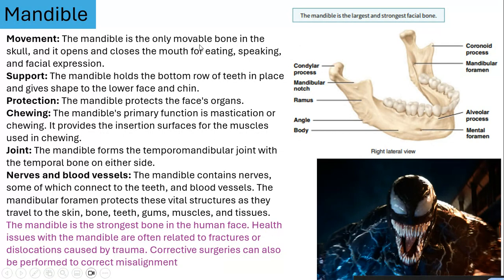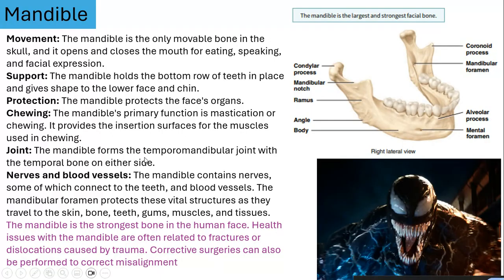Movement. The mandible is the only movable bone in the skull, and it opens and closes the mouth for eating, speaking, and facial expression. Provides support. The mandible holds the bottom row of teeth in place and gives shape to the lower face and the chin. Protection. The mandible protects the face organs. Chewing. The mandible's primary function is mastication, or chewing. It provides insertion surfaces for the muscles used in chewing.